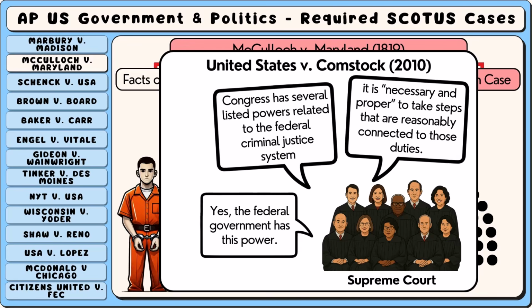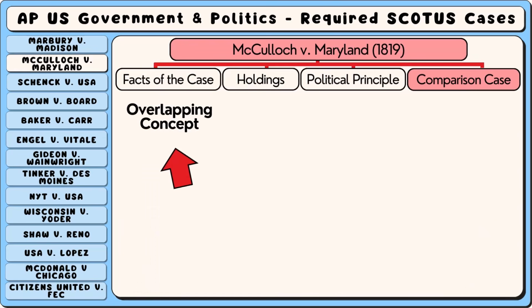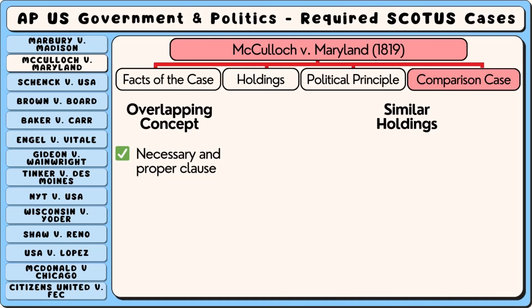As we discussed in the last lesson, you're likely to be asked to identify a concept that is central to both your required and non-required case, such as a constitutional clause that's at the core of both cases. Then you may be asked to identify how the holdings are similar or different. So, here's how that would look in these cases. If you're asked to identify the constitutional clause that is similar between United States versus Comstock and McCulloch versus Maryland, you would need to state that both cases relate to the Necessary and Proper Clause.